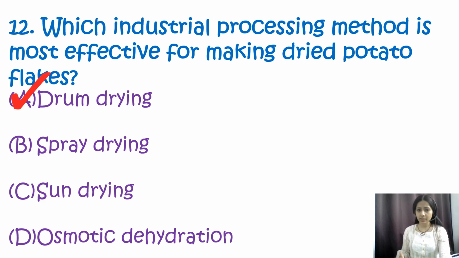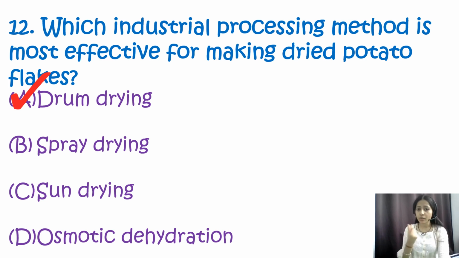In drum drying method, actually it involves the spreading of the thin layer of the mashed potatoes or purees on the hot surface of the rotatory drum, and as the drum starts to rotate, the moisture which is present in the potato starts to evaporate, and it leaves behind the dried potato flakes. So the drum drying is particularly effective for producing potato flakes.